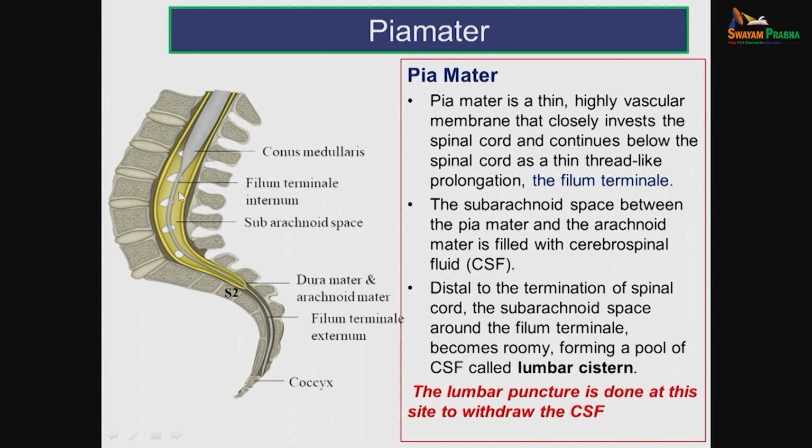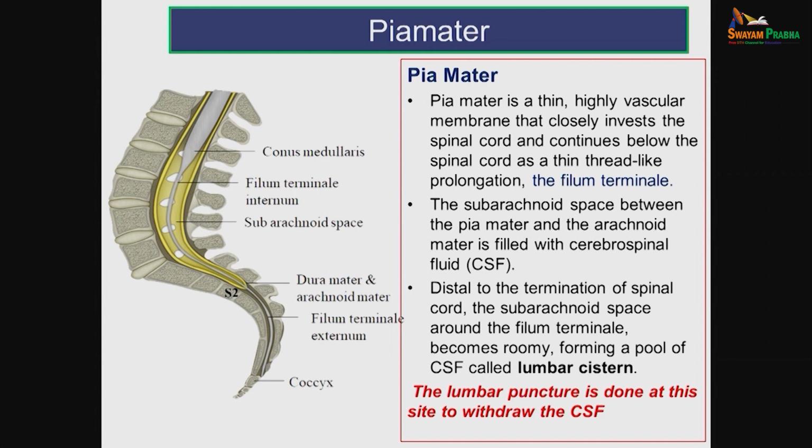Please have a look at this picture where you can see that beyond the termination of the cord, the subarachnoid space, what you see here around the filum terminale, is roomy, and hence the pool of CSF is seen in this place. This is called the lumbar cistern. It's called the lumbar cistern, and this is the preferred site for lumbar puncture to withdraw the CSF.